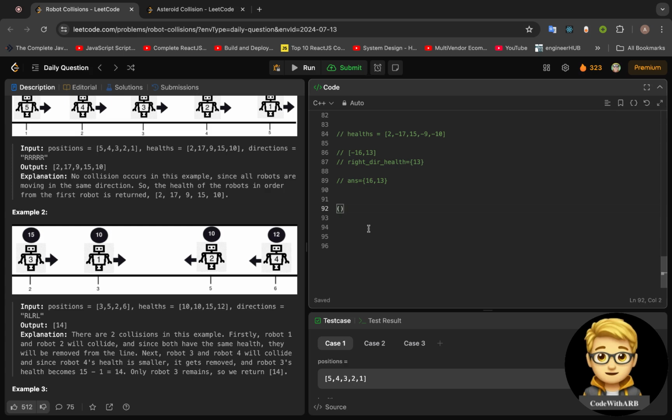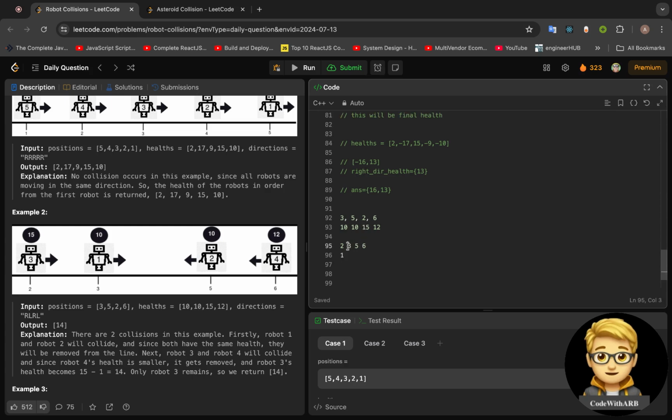So what I will do is arrange these robots in position order, right. For that I will sort this health according to these positions. So the positions are 3, 5, 2, and 6, and the health given is 10, 10, 15, and 12, right. So the sorted positions are 2, 3, 5, and 6. So at position 2, which is 15, this is 15, this is again 10, this is 10, and this is 12, right.